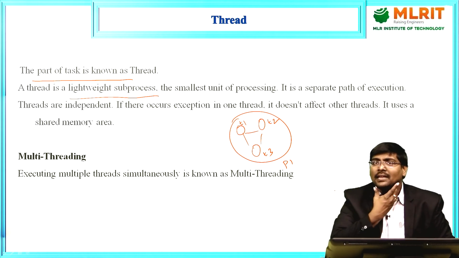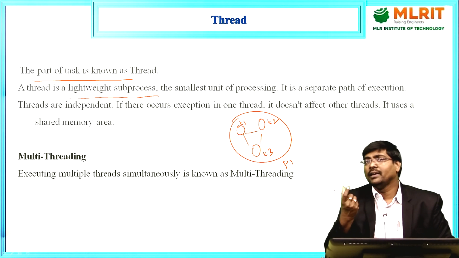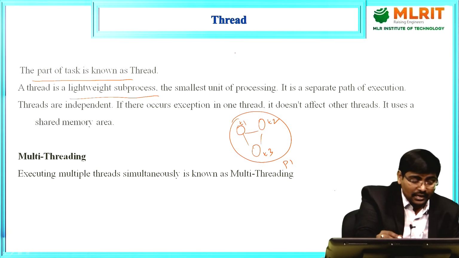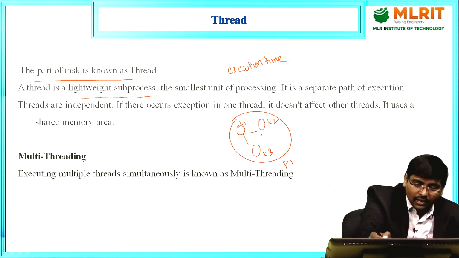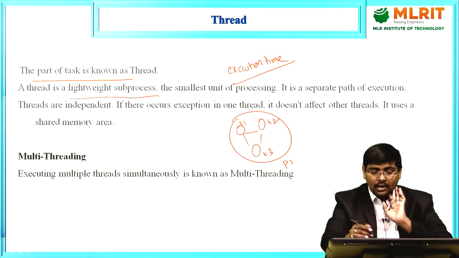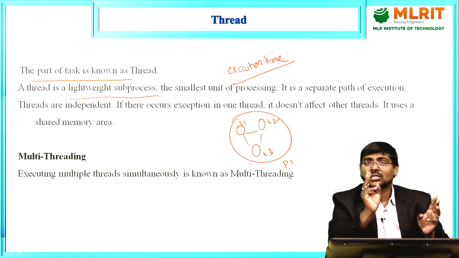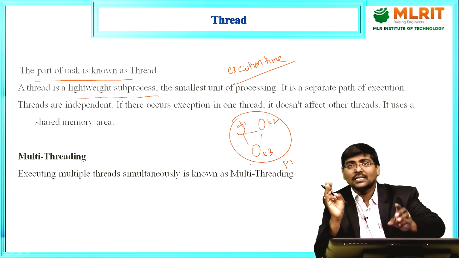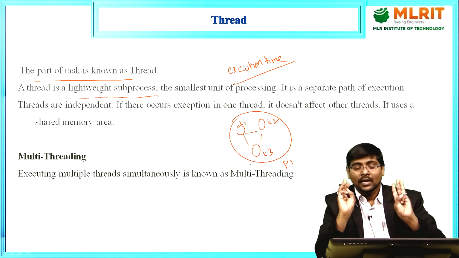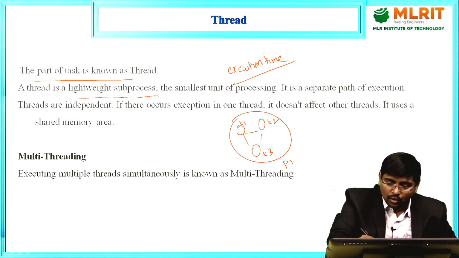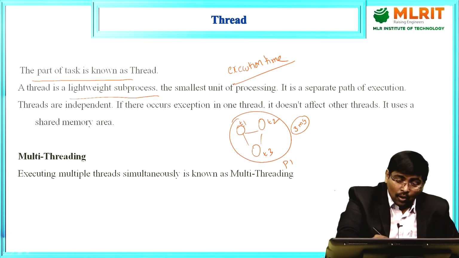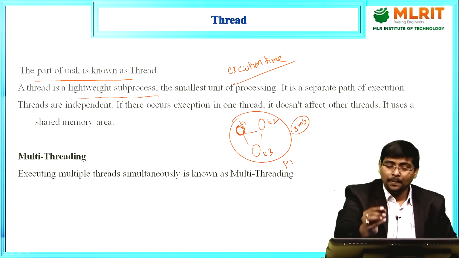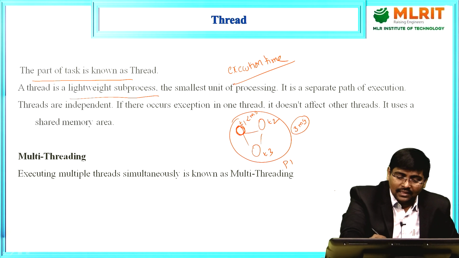What is the meaning of lightweight? Not in terms of weights. The weight is in terms of execution time. Here observe, assume this process consists of 3 threads. The execution time for this process is, assume, 3 milliseconds, just for assumption. Now, what is the execution time of T1? It is compulsorily less than 3 milliseconds.